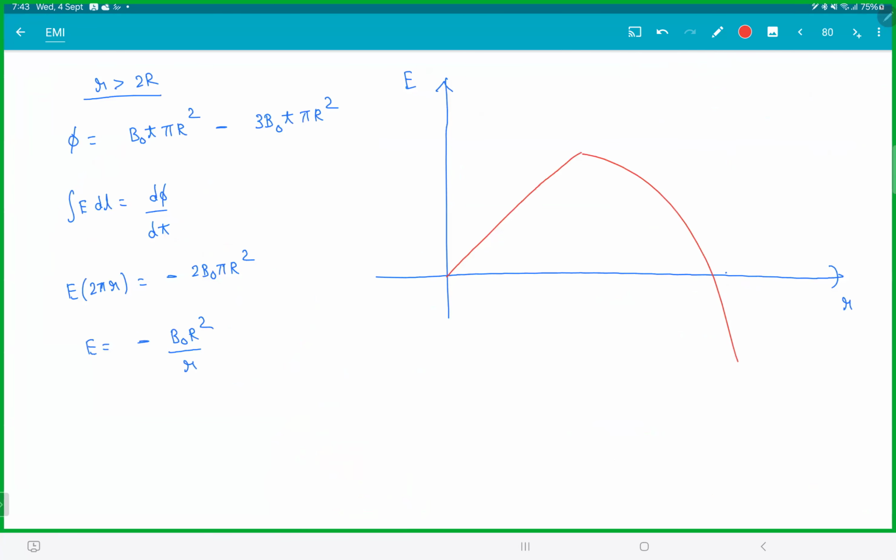Meaning if I have like this, the problem is the slope is negative, but the slope is increasing. So it should go something like this. At this point is R root 2. That is where the field touches 0. This will go till 2R and then the function will decay. This is how the graph would look.